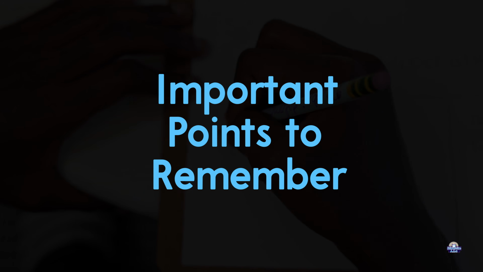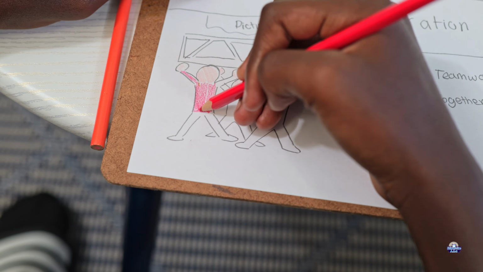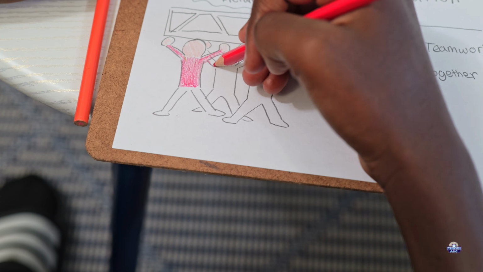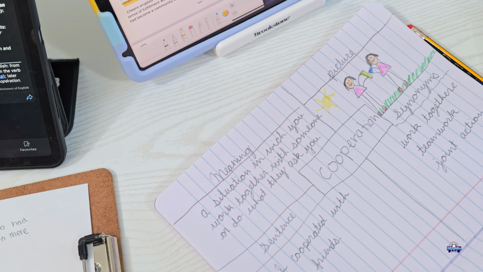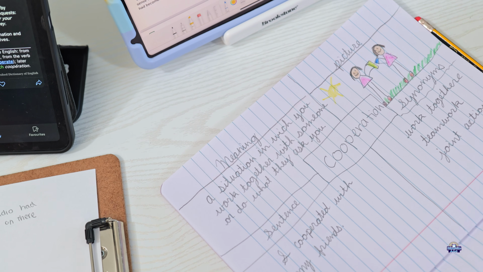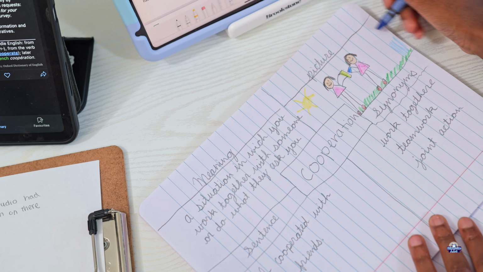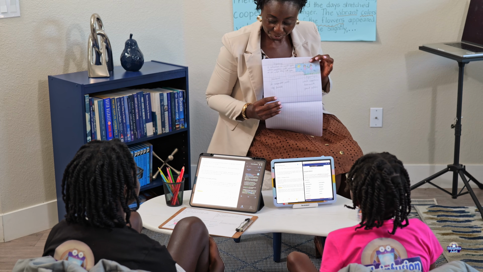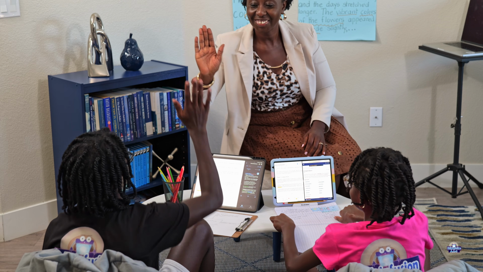Important points to remember. The Frayer model is a structured visual strategy to teach vocabulary and concepts. It helps students define, describe, and apply words meaningfully. Researchers recommend it for building deep, long-lasting understanding essential for academic success.